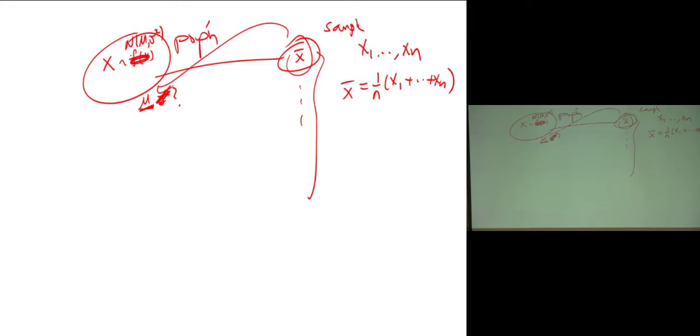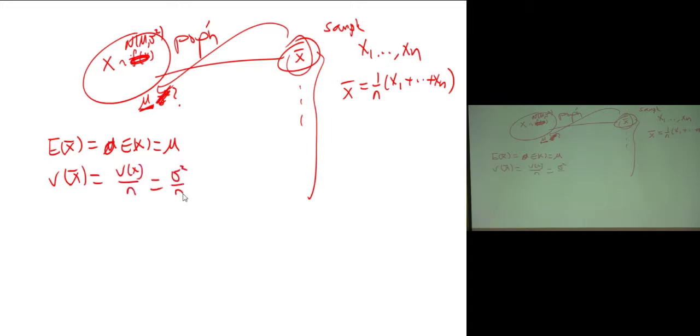So we know that for x bar, we can show that the expectation of x bar is equal to mu, or equal to the expectation of x, which is mu, and the variance of x bar is equal to the variance of x over n, or sigma square over n. All right? This is always true, provided that x bar is the sample mean, where each of these xi has expectation equal to the expectation of x.